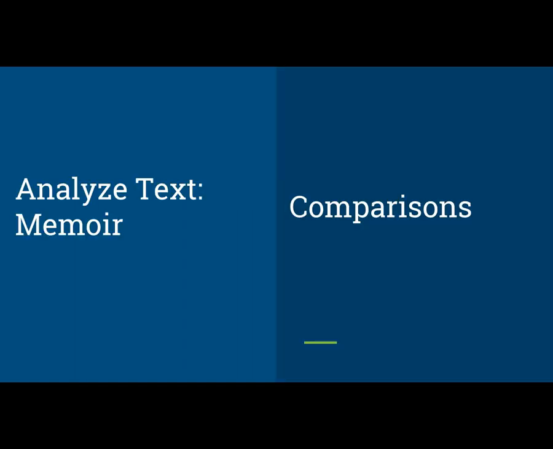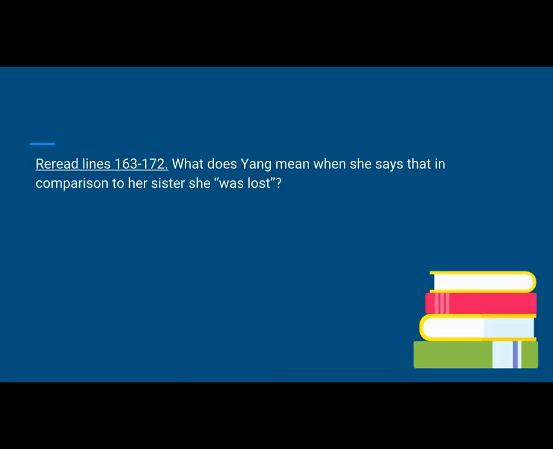In a memoir, authors often compare themselves to others. While Yang has always compared herself to her older sister Dao, she begins to recognize her connection to a high school English teacher. Reread lines 163 through 172. What does Yang mean when she says that, in comparison to her sister, she was lost? Pause while you think.